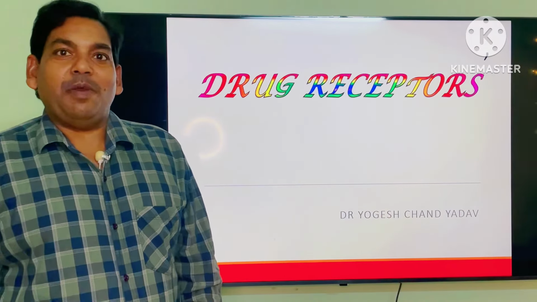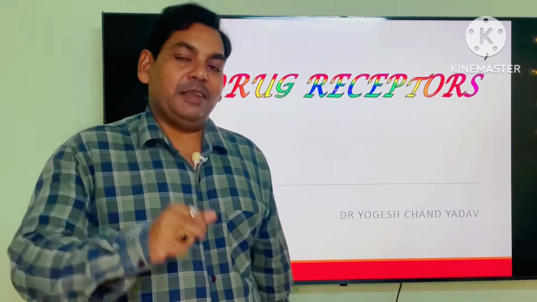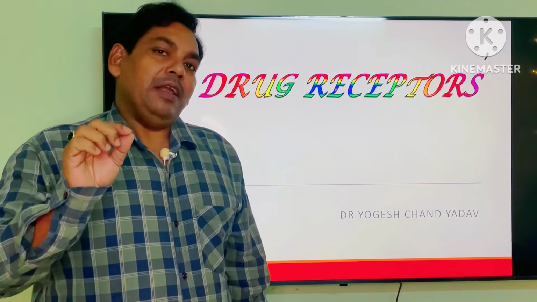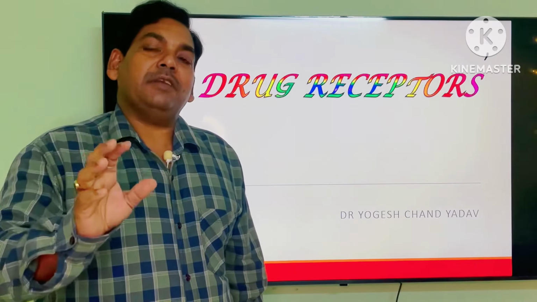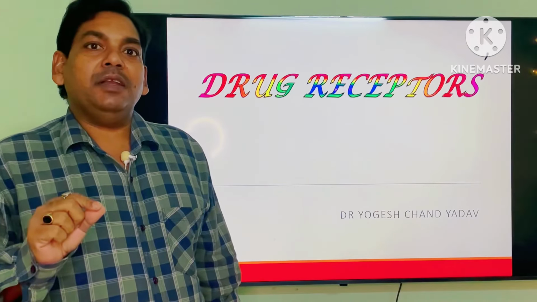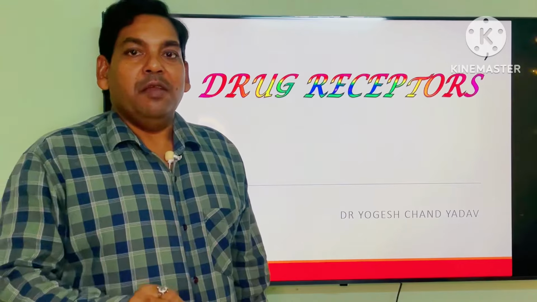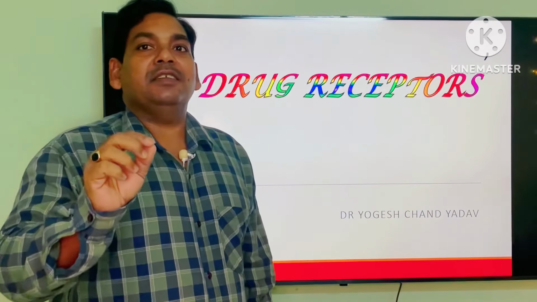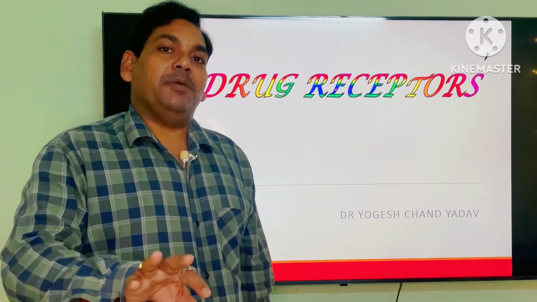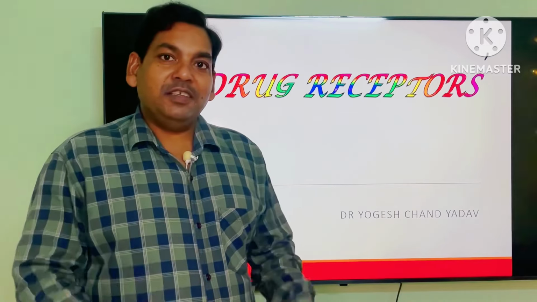Today I discuss a very important topic known as drug and receptor. Drug and receptor are part of the pharmacodynamics of pharmacology. What is pharmacodynamics? Pharmacodynamics is defined as what the drug does to the body. After absorption, the drug is in the systemic circulation, then binds to the receptor, and after that gives some response. So what is a receptor?